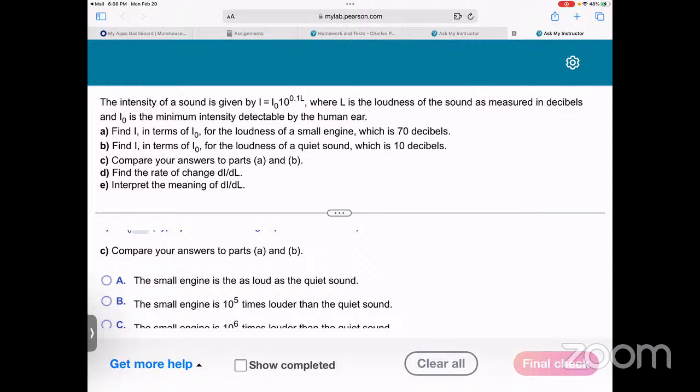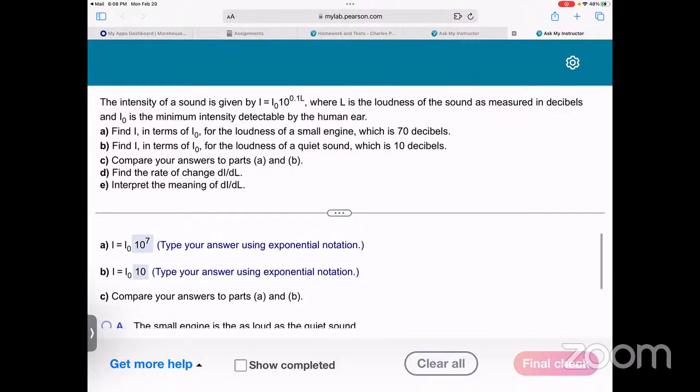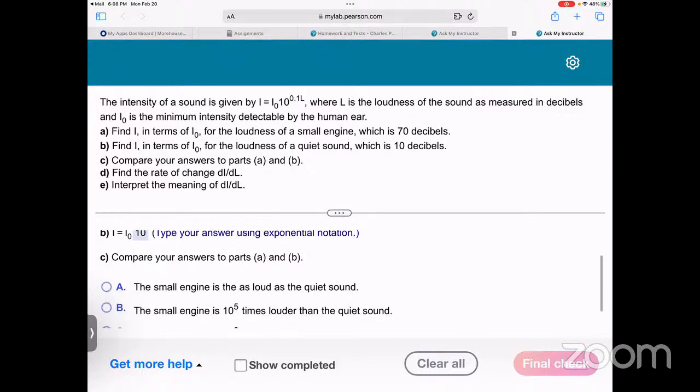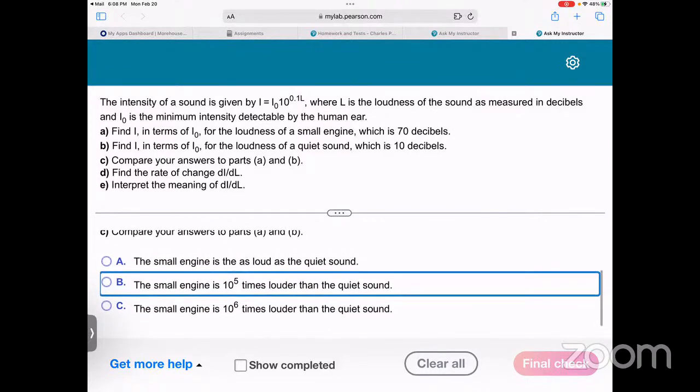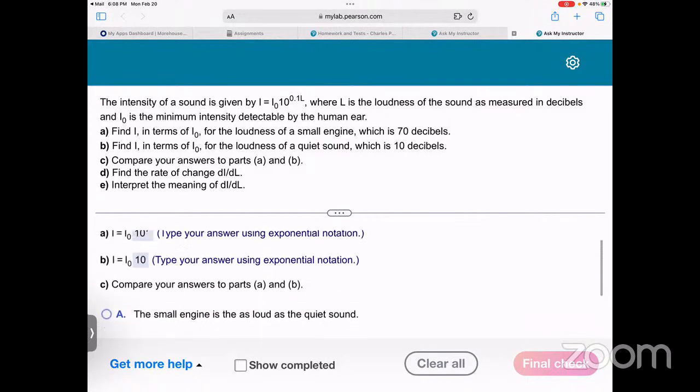Loudness of a small engine and a quiet sound. Let me see, the small engine. No. The small engine is 10 to the 6 times louder, right? Because if we multiply by 10 to the 6, then we add those exponents, we get 10 to the 7. Let's go with C.